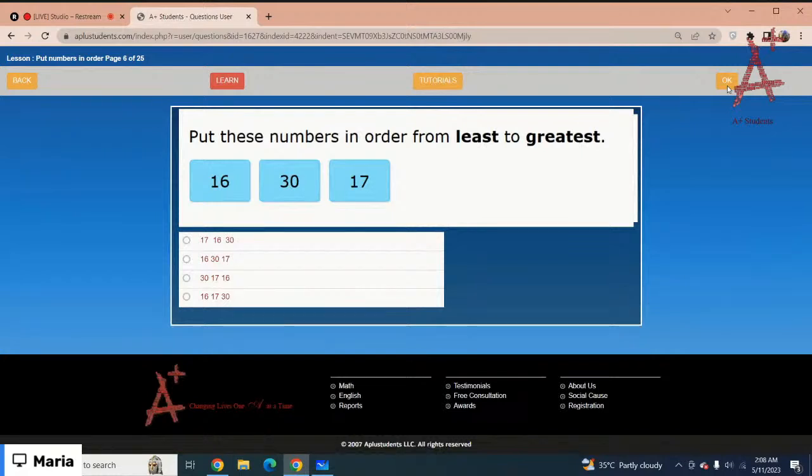Okay, put these numbers in order from least to greatest. So which is the correct option? 16, 30, 17. Which is the correct option? It would be 16. Very good. It would be 16, 17, and 30. Got it? The correct option is 16, 17, and 30. The last option is the correct one.